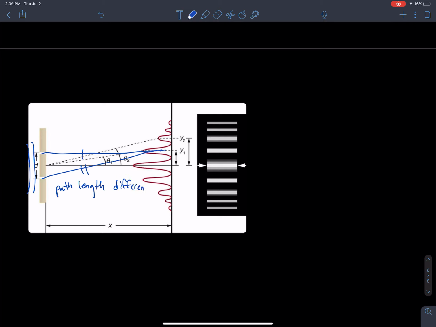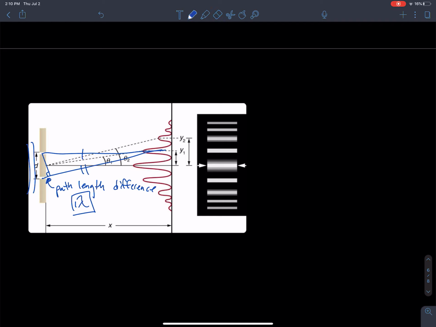And that path length difference has to be a whole wavelength. Okay, so if I draw a line here that intersects at a 90-degree angle, that extra little segment over here is going to be my path length difference. And that path length difference has to be a whole wavelength. For the first order maximum, it's going to be one whole wavelength. For the second order maximum, it's going to be 2 wavelengths. For the third maximum, it's going to be 3 wavelengths, and so on and so on. Okay, so that's how the geometry explains it.